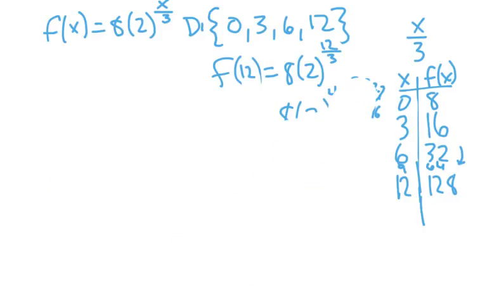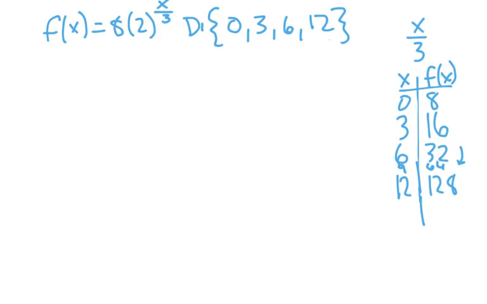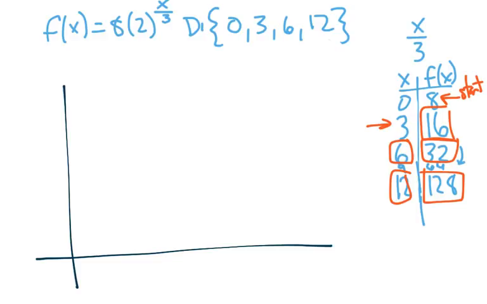So what does that mean? Once again, interpreting the result, we started at 0 days. We started with 8 insects. Then every 3 days they doubled, so after 3 days we now had 16 insects. 6 days we had 32. 12 days we had 128. If we were to try to graph that, it would look something like this. There's 12, 9, 6, and 3, and 0.